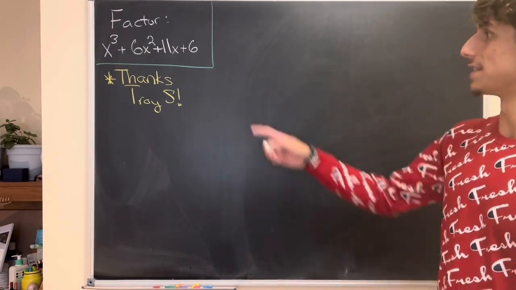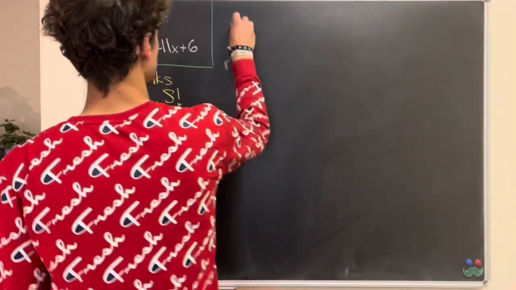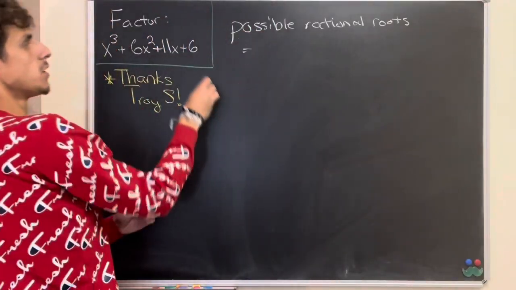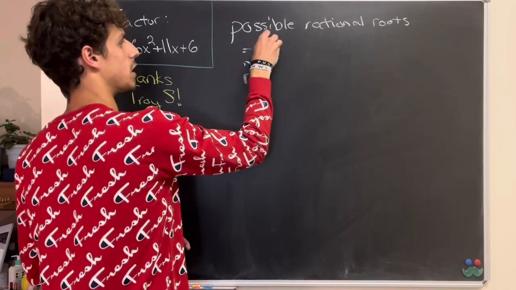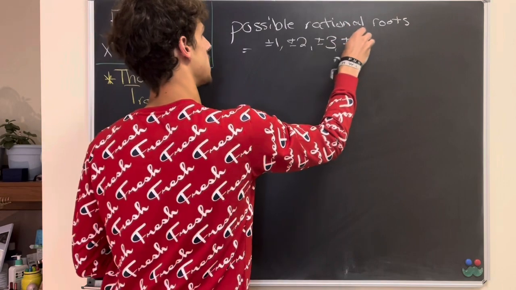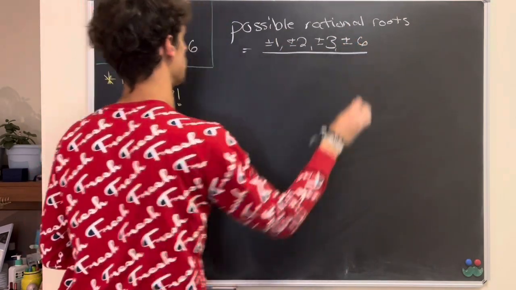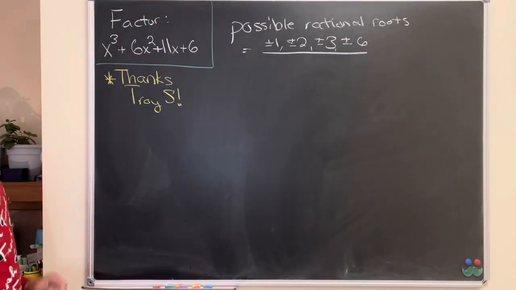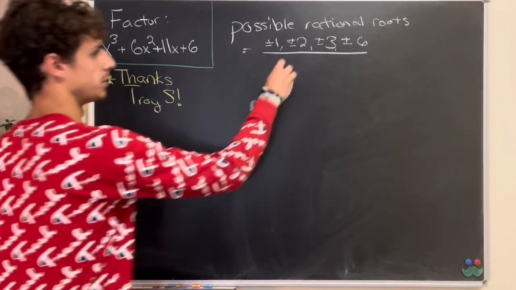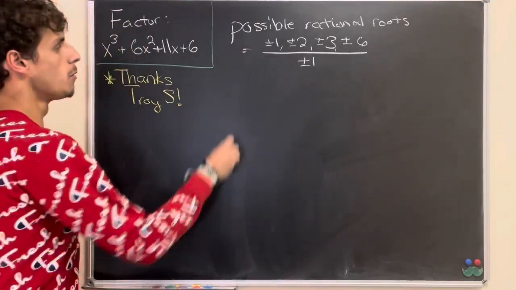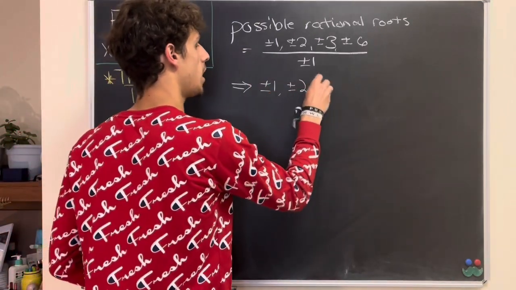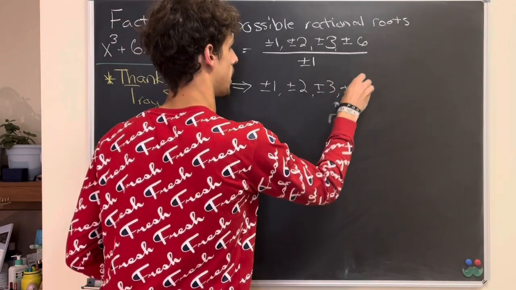But essentially what it says is the possible rational roots are equal to the factors of 6, so that's plus minus 1, plus minus 2, plus minus 3, plus minus 6, over the factors of this coefficient in front of our leading power of x. So here that's just 1, so we've got plus minus 1 down here, which means that our possible rational roots are plus minus 1, plus minus 2, plus minus 3, and plus minus 6.